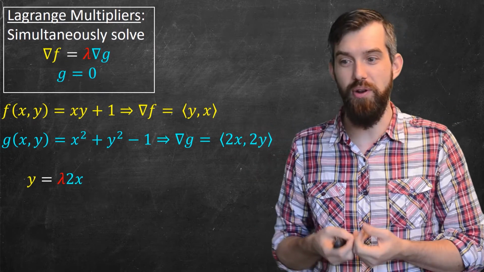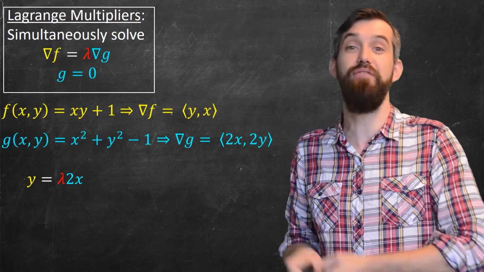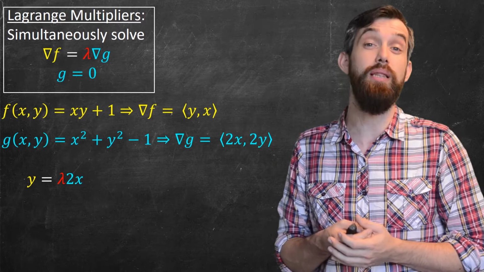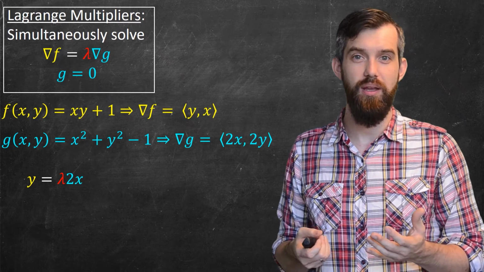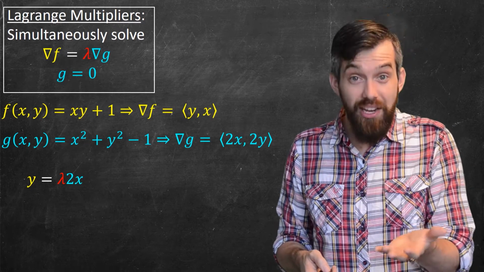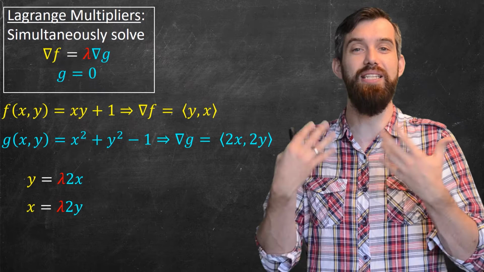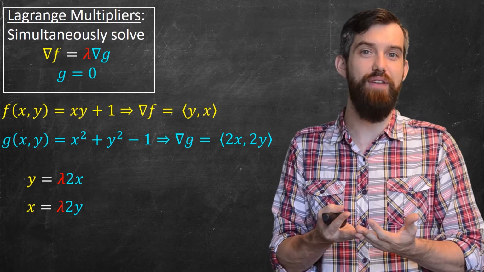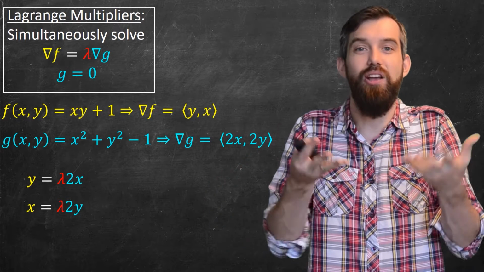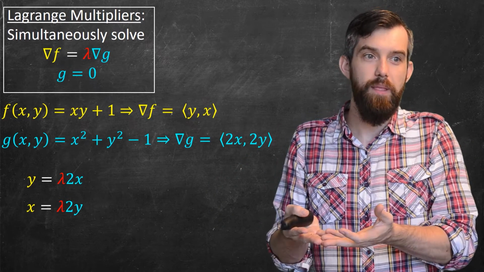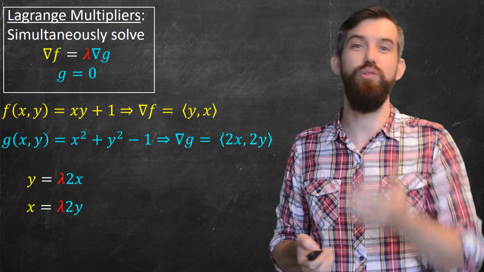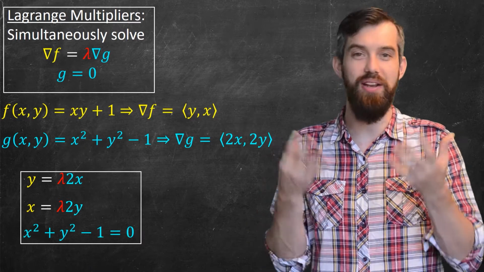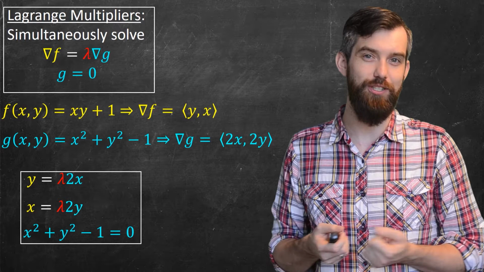So the first component of gradient f is lambda times the first component of gradient g. In other words, just y equals lambda times 2x. Comparing the second coordinates, now I'm saying x is lambda times 2y. So the second component of gradient of f is equal to lambda times the second component of gradient of g. And then my third equation is the good old constraint that we've always had, x squared plus y squared minus 1 is equal to 0. So these are my 3 equations.